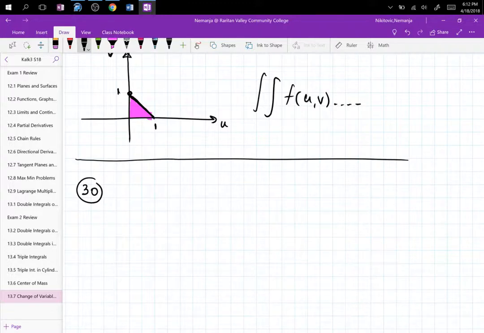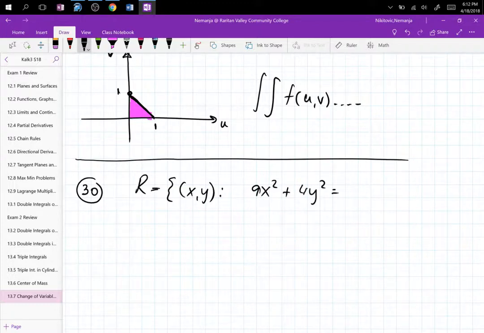So, region R is given as the set of all points such that 9x squared plus 4y squared is equal to 36. And we want to use x equals 2u and y equals 3v. What is the shape that we have up there? I'm sorry? Ellipse. Very good. It's an ellipse.